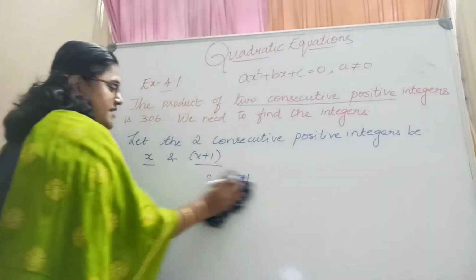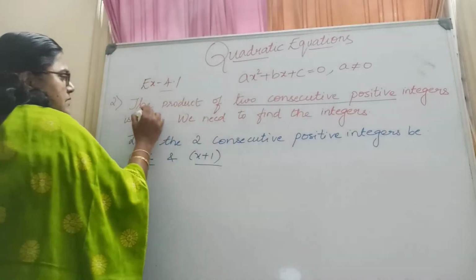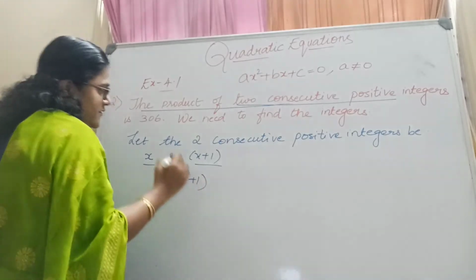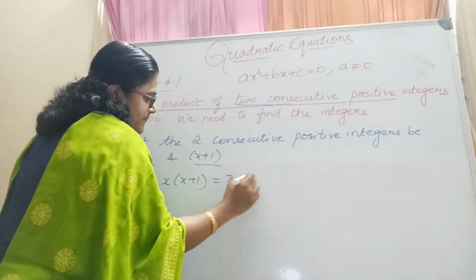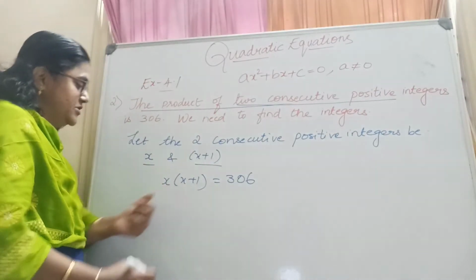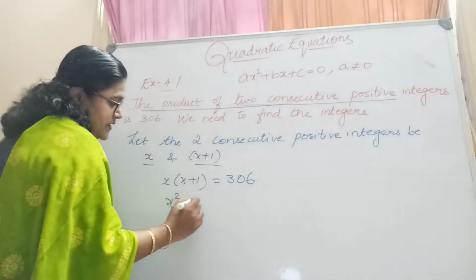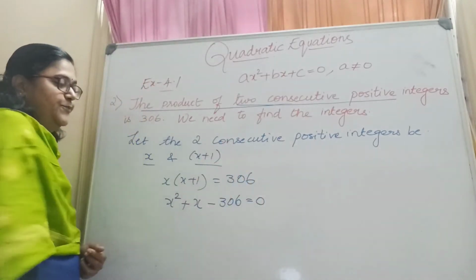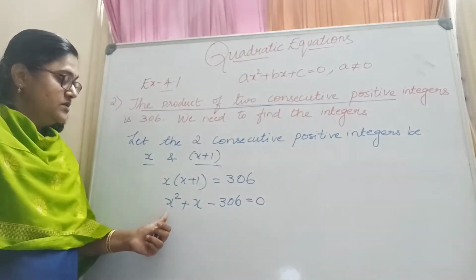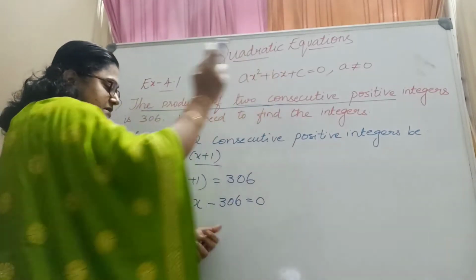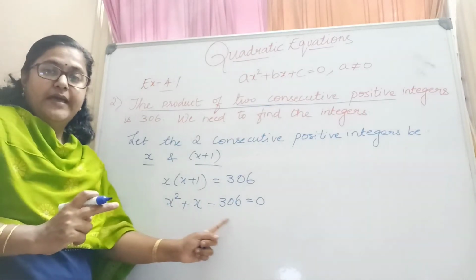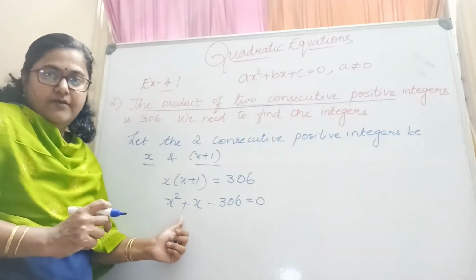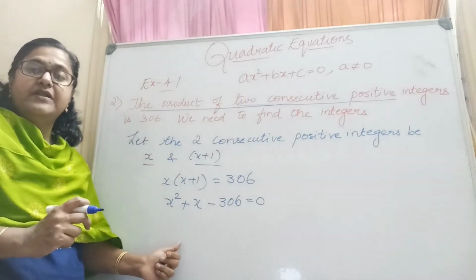Okay. So now they say in the question, the product of two consecutive positive integers, so x into x plus 1, both are positive, is equal to 306. Fine. Now you multiply this: x into x, x square, plus x into 1, x. Bring this 306 this side, so minus 306 is equal to 0. So this is of the form ax square plus bx plus c is equal to 0. So this is a quadratic equation. Fine. So this is how the equation is formed from the given statement.